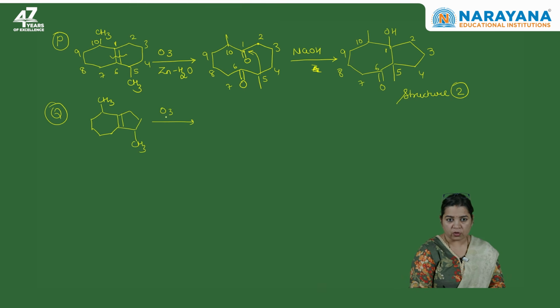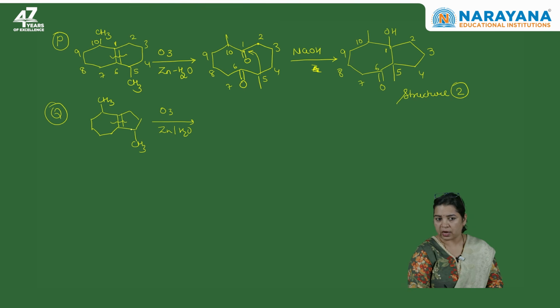Proceeding with the same process, ozone, zinc, water will break. Overall, it is like 7, 8, 9, 10. So the carbon count will remain the same, right? And here also we have 2 methyl as above, but the relative positions will change. So let us do the numbering again: 1, 2, 3, 4, 5, 6, 7, 8, 9, and 10.